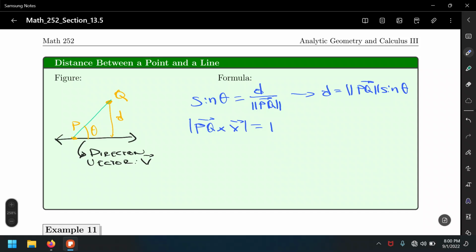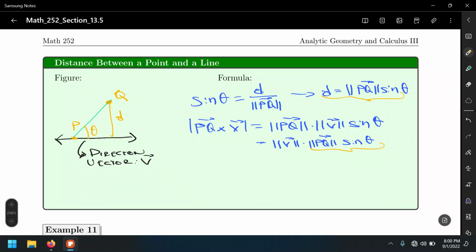That's equal to the product of the magnitudes times sine of the angle. And how are we going to connect these two formulas? Let me rearrange this formula and write this product the other way. Isn't this the same?